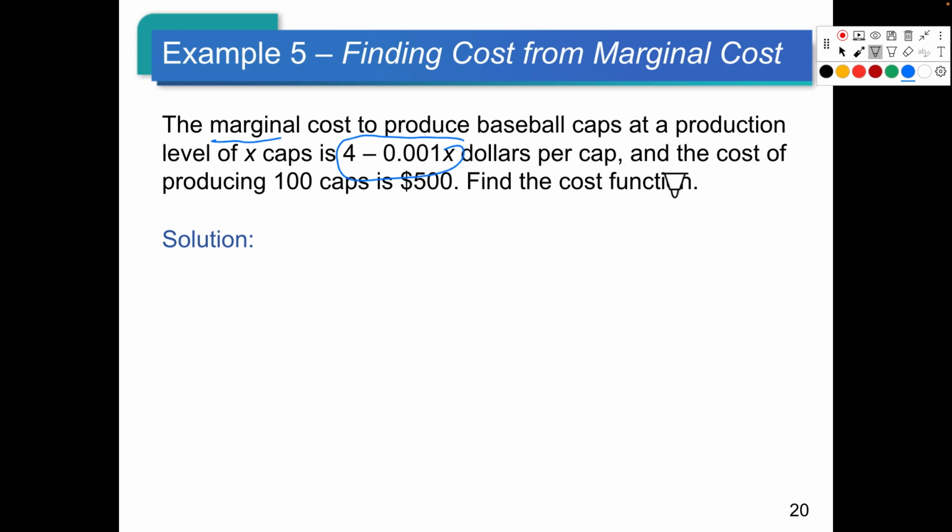And they want us to go back. Let's see, what do they want? Find the cost function, so the total cost function, not the marginal cost function. We have the marginal cost function. We want the total cost function. So what they were asking us to do is integrate 4 minus 0.001x dx. I have a hard time with that symbol because I want to do it backwards. So that's what they're wanting us to do, integrate that, get the antiderivative.